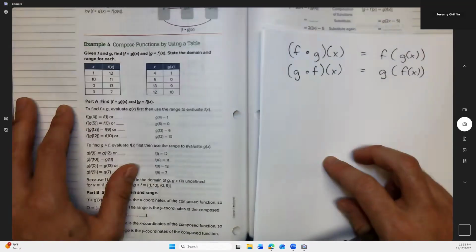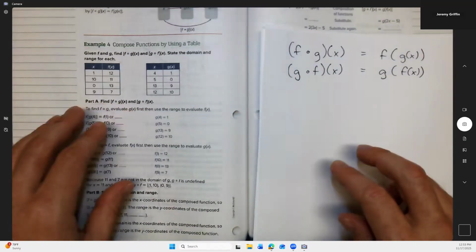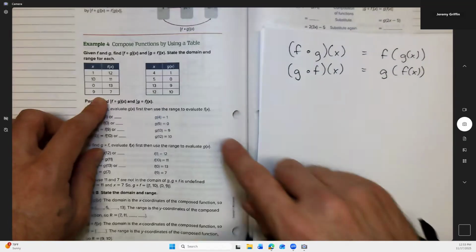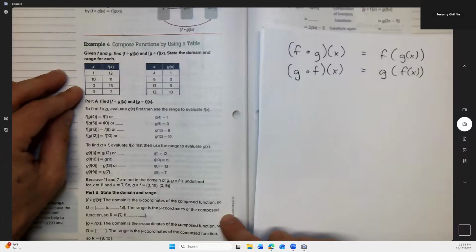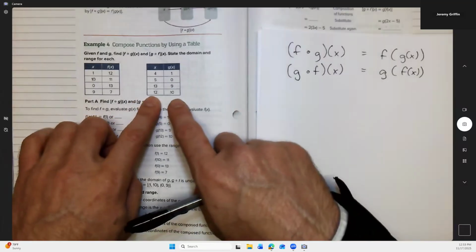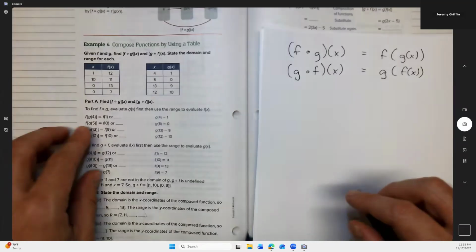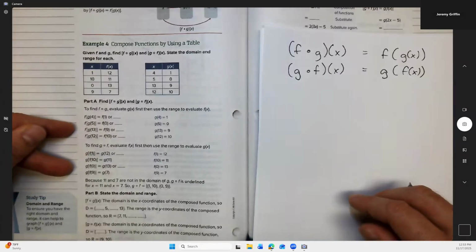Your book actually starts just really basic with a table of values. So they give you x and f of x, and then x and g of x. These give you different values. Here, I'll do just a couple of these with you.